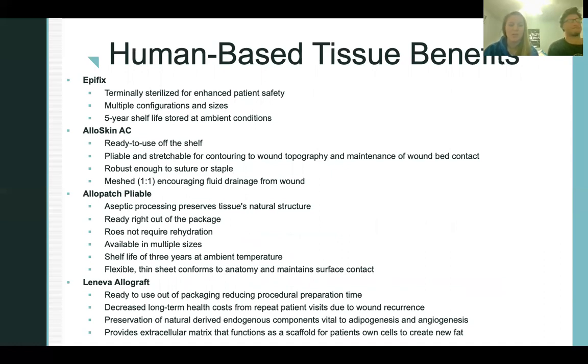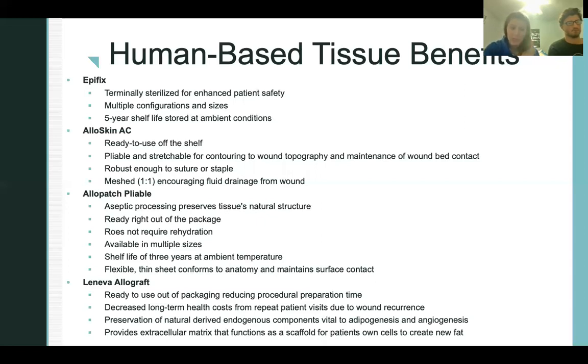So then we are on to the human-based tissue benefits. And on this, the EpiFix is the first. So it's terminally sterilized for enhanced patient safety. Again, this one also has multiple configurations and sizes. And then it has a 5-year shelf life stored at ambient conditions. Alloskin AC is ready to use right off the shelf. It's pliable and stretchable for contouring to any wound and the maintenance of the wound bed contact. It's robust enough to be able to have a suture or staple go through it. And then it encourages fluid drainage from the wound.